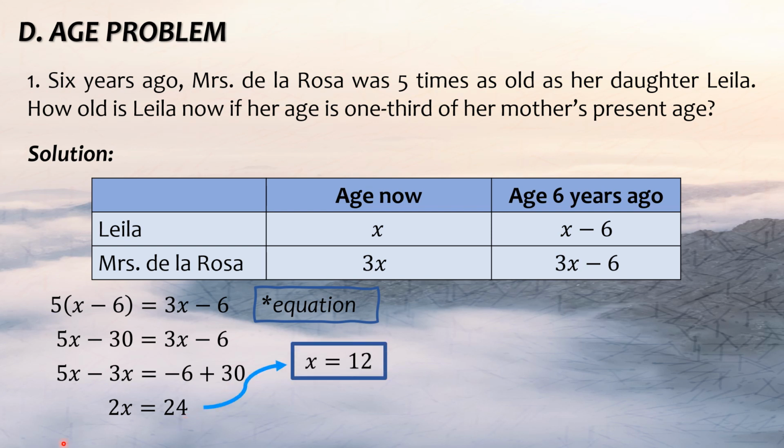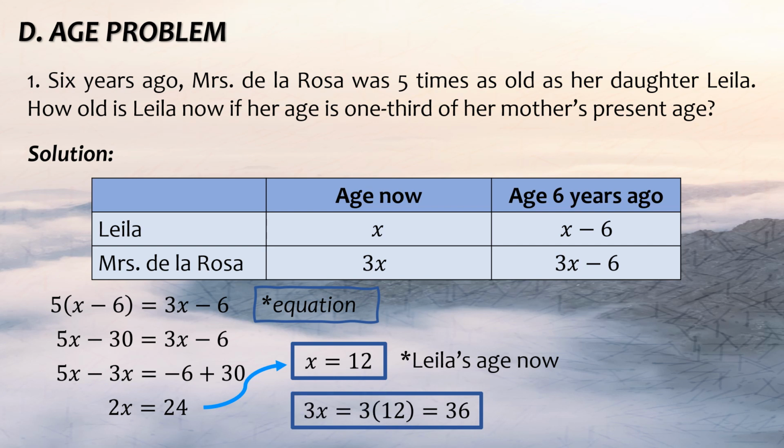Okay, so let us now divide both sides, which is yung 2x and 24 by 2. So, 24 divided by 2 is 12. Therefore, the value of x is 12, which is Leila's age now. Since ang nakalagay dyan is yung variable x ay para kay Leila. So, paano natin makukuha yung edad ni Mrs. De La Rosa? So, that is 3 times 12. Therefore, 3 times 12 is 36, and 36 is Mrs. De La Rosa's age now.